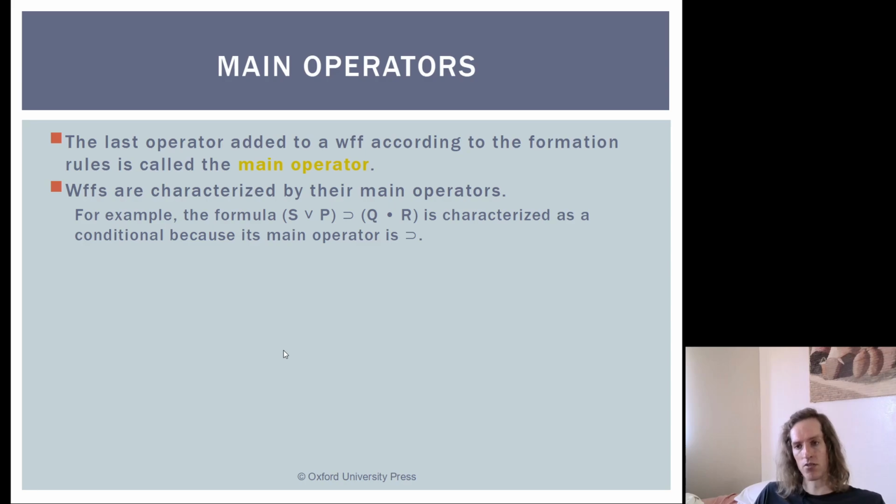It's what characterizes the formula overall. So, for example, if we have the formula we would read as if S or P, then Q and R, this is when we talk about what kind of formula this is. It is a conditional formula because the conditional is the last piece that was added to it. So you can see we have these parentheses around S or P, and we have parentheses around Q and R.